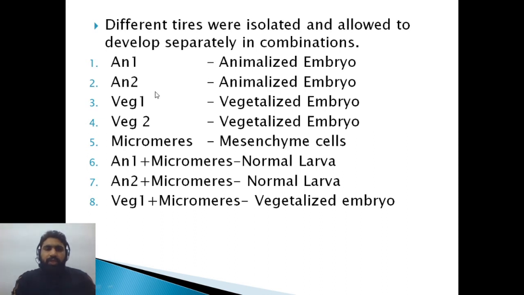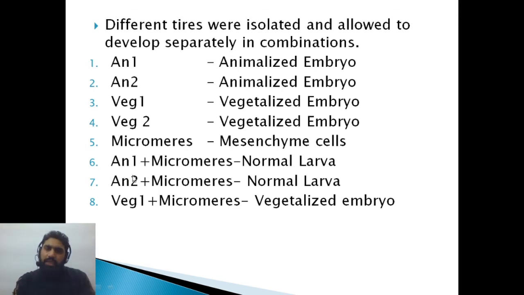Okay. So Veg1 and Veg2 normally produce a vegetalized embryo only, since they contain only vegetal gradient. From micromeres, only mesenchyme cells were getting formed. Then AN1 and micromere. What is micromere? Micromeres are the structure present in the vegetal pole, and AN1 is present in the animal pole. When the combination of AN1 and micromeres was allowed to develop, a normal larva was formed. What can we infer? Yes, that it contains both the animal gradient and vegetal gradient.